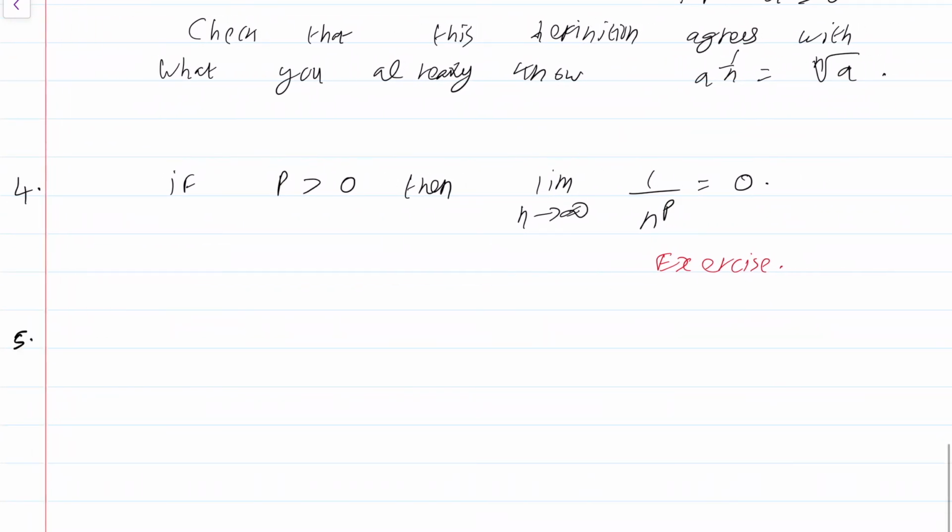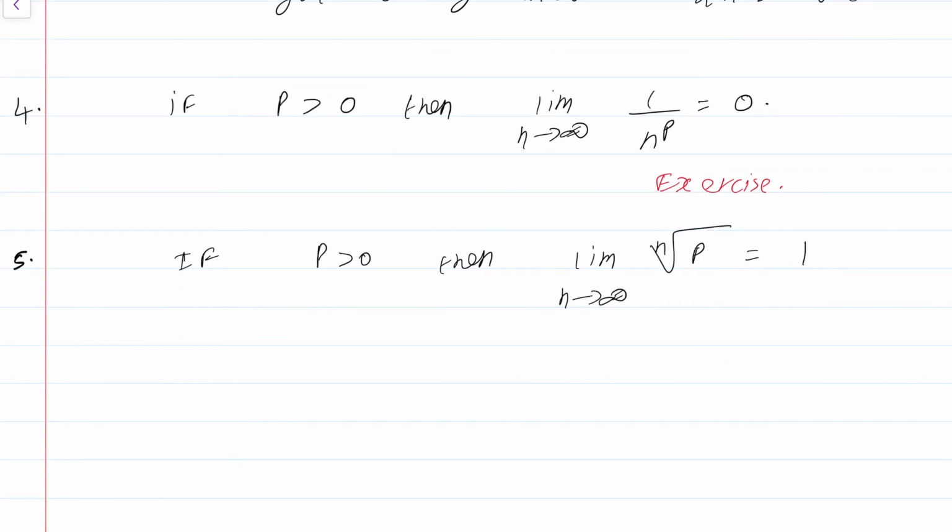Example number 5. If p is greater than 0, then limit of nth root of p, n going to infinity, is actually 1. When you take a positive real number and iteratively keep taking the nth roots, you get closer and closer to 1. Now, how are you going to show this? Well, what you do is, you do a particular trick.